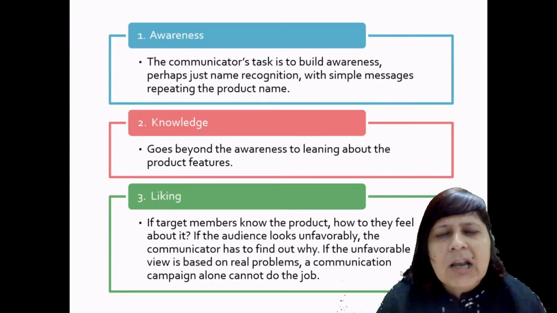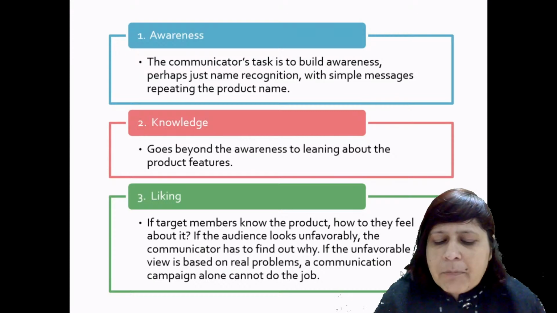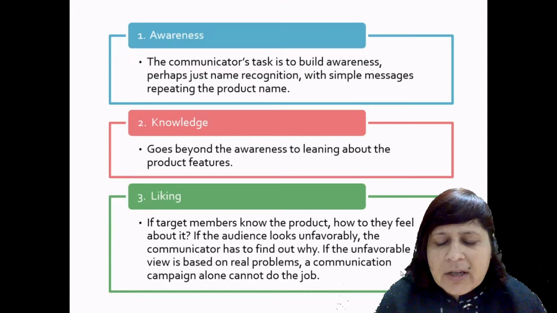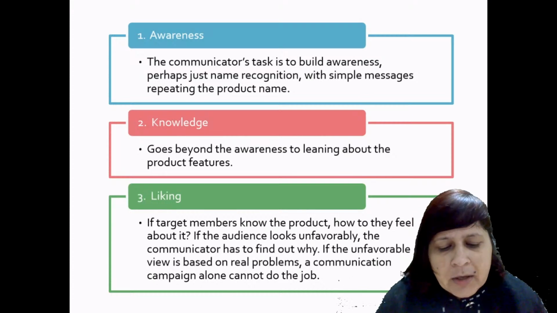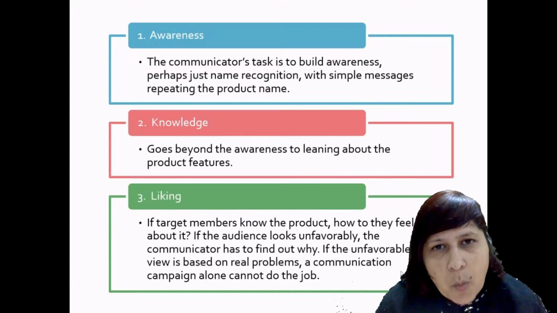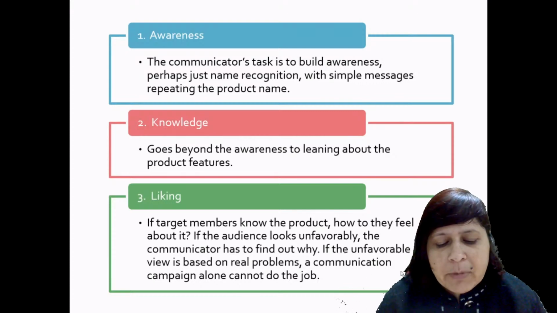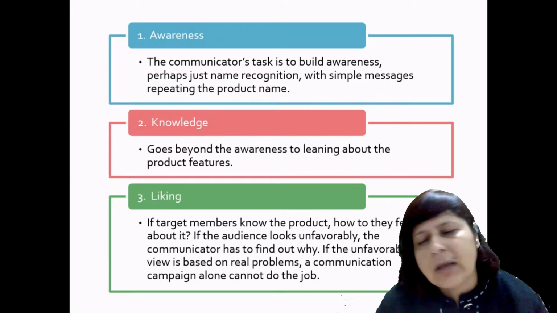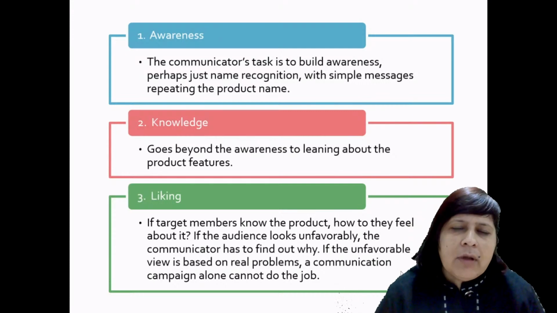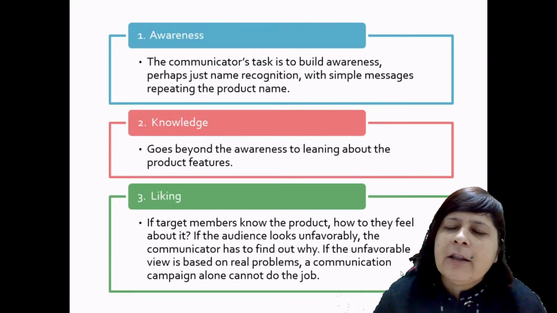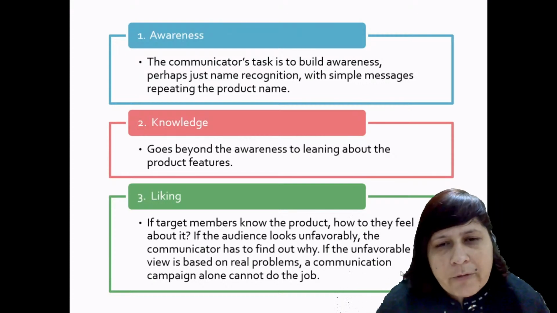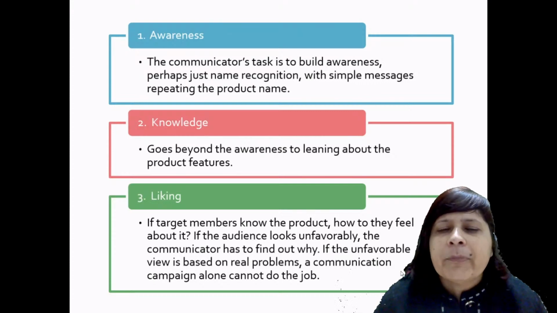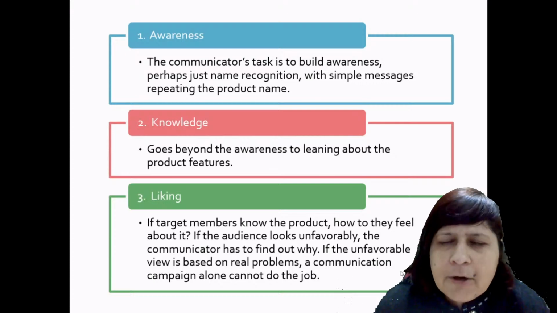Then third could be liking. If target members know the product, how they feel about it. If the audience looks unfavorable, the communication has to find out why. And if the unfavorable view is based on a real problem, a communication campaign alone cannot do the job. So now you have provided the knowledge about the product. Again, you have to find out whether on the favorability scale they like your product or not.